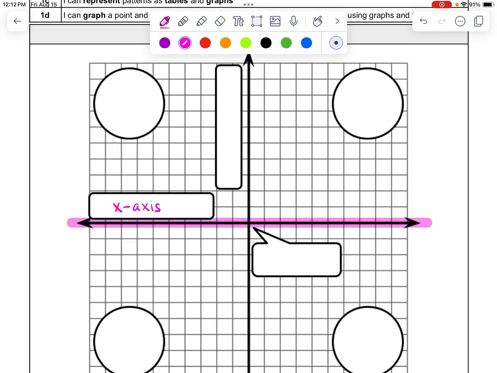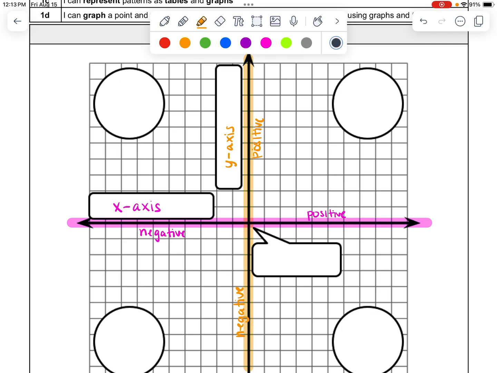It always goes left and right. It's got positive numbers on the right, and it's got negative numbers on the left. The next word you need to know is y-axis. The y-axis is the vertical axis on a coordinate plane. It's got positive numbers at the top, and it's got negative numbers at the bottom.